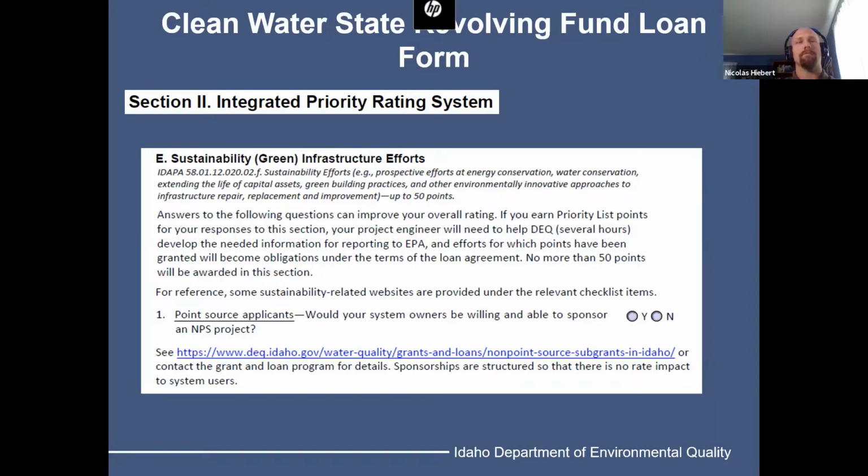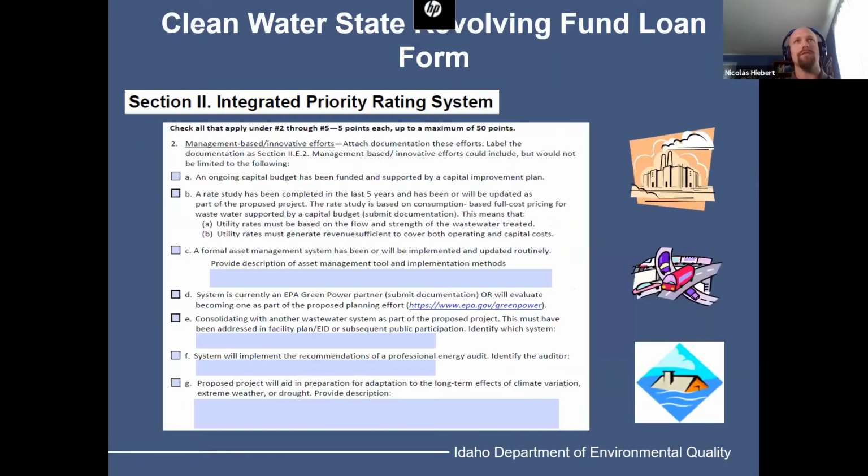So if you're interested, certainly reach out to DEQ to explore what a non-point source project is and how you can partner with that. Okay, moving on, getting into the nitty-gritty details of Green Project Reserve. There are 4 items that are considered categories of Green Project Reserve. And these are some examples that we've provided for innovative management-based efforts. You can see, for example, item A being an ongoing capital budget that has been funded and supported by a capital improvement plan.